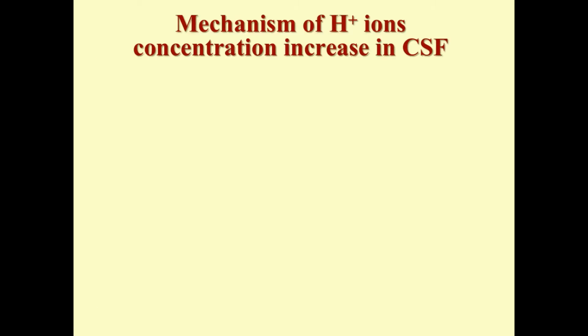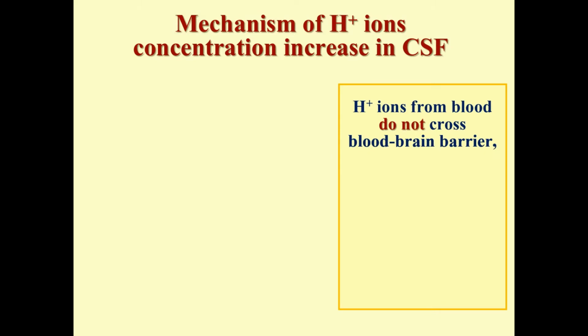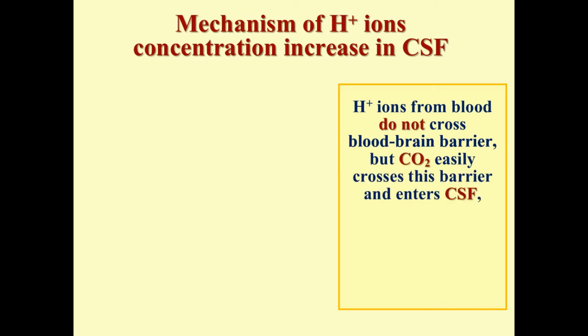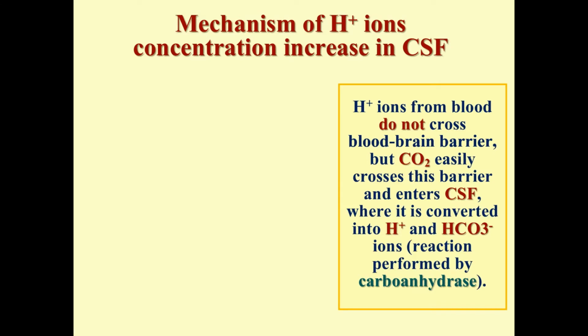Then let's consider how H+ ions may reach a higher concentration in the cerebrospinal fluid. It's important that H+ ions themselves cannot pass from blood into the brain because they don't cross the blood-brain barrier. But CO2 can easily pass all the barriers and enter the cerebrospinal fluid. Then CO2 is converted into H+ and HCO3- ions. This reaction is usually performed by carbonic anhydrase, or simply carboanhydrase.